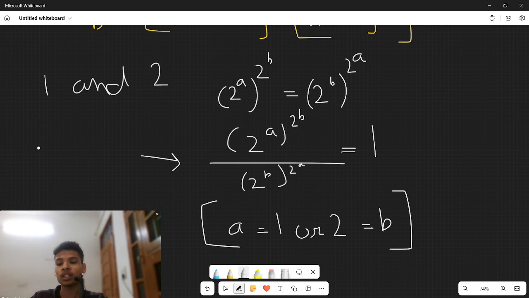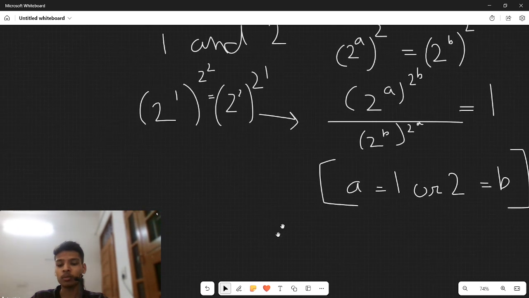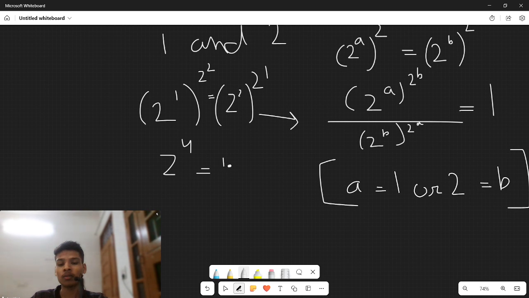Because you can see 2 to the power 1 is always equal, right, to the power 2 to the power 2 should always be equal to 2 power 2 power 2 power 1, because if you rewrite this equation, this will simply look like this only. 2 to the power 4 should be equal to 4 to the power 2, right?